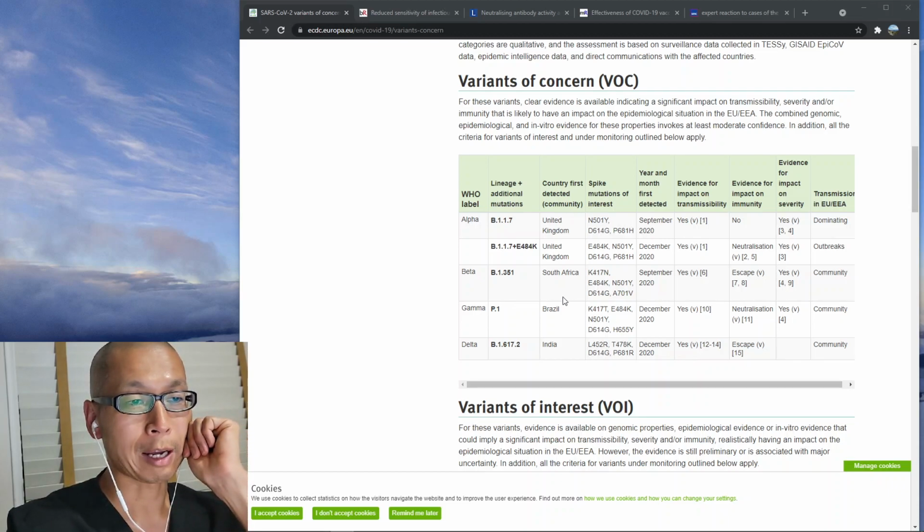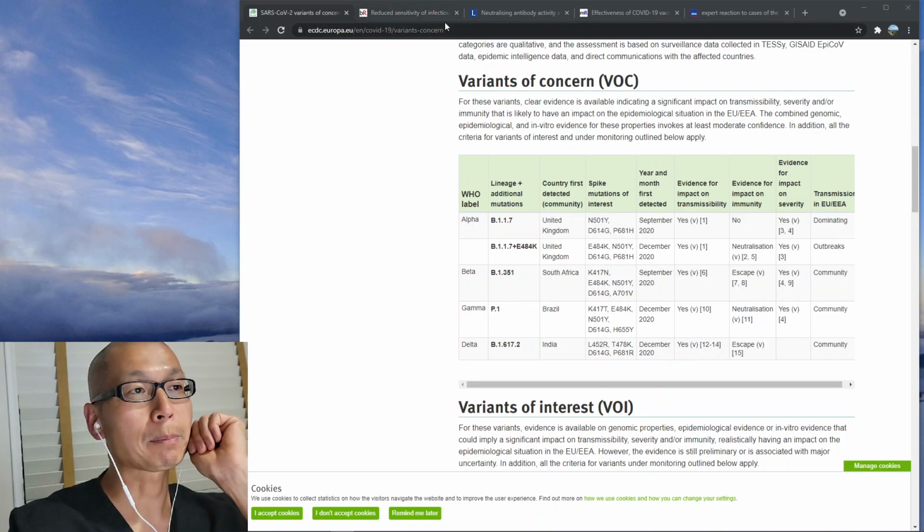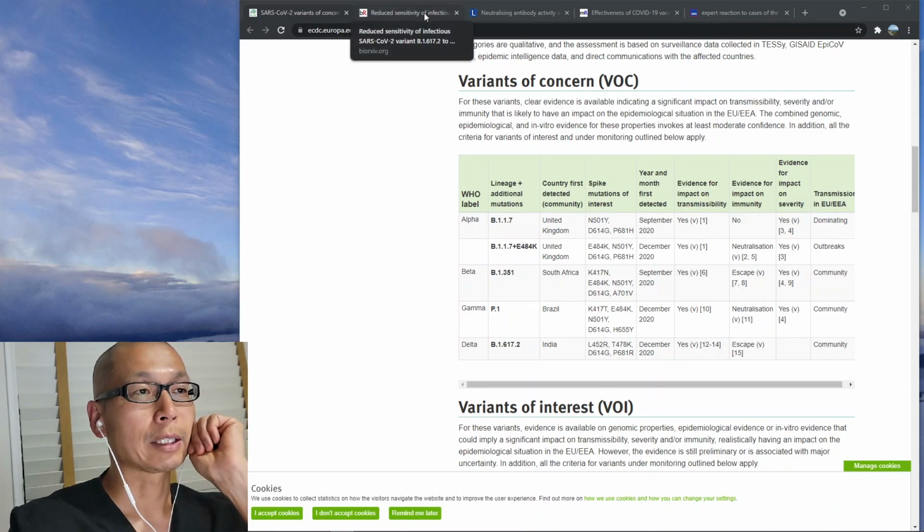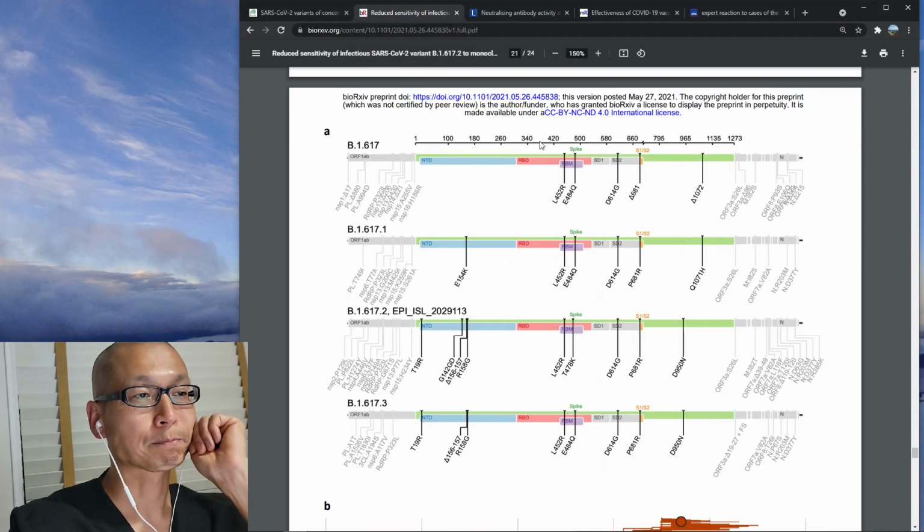The one that I've been most concerned about is the beta variant, or the B.1.351 variant out of South Africa. That's the one with the most amount of immune escape, but that hasn't become the dominant strain, so maybe it's not as transmissible. This Delta variant appears to be more transmissible and also has immune escape. There's a couple of papers published. They're in preprint right now, so I'll review them here.